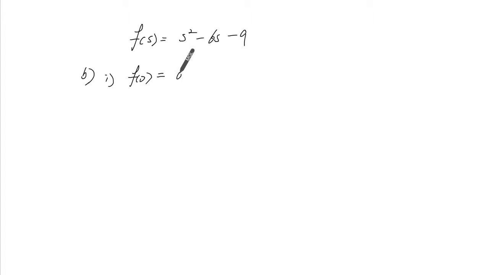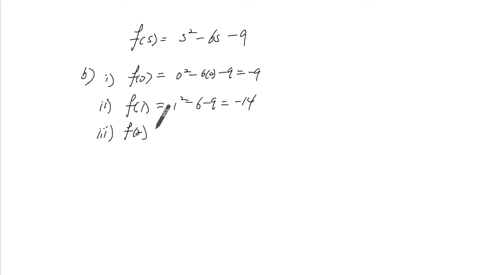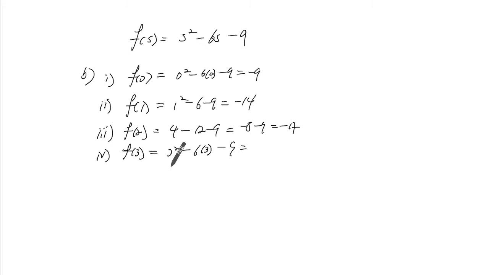Plug in 0, you get 0 squared minus 6 times 0 minus 9, so you get minus 9. You plug in 1, you get 1 squared minus 6 minus 9, so that gives you minus 5 minus 9, which is minus 14. You plug in 2 and you get 4 minus 12 minus 9. That gives you minus 8 minus 9, so it's minus 17. You plug in 3, you get 3 squared minus 6 times 3 minus 9. 9 minus 9 cancels out, so minus 18.